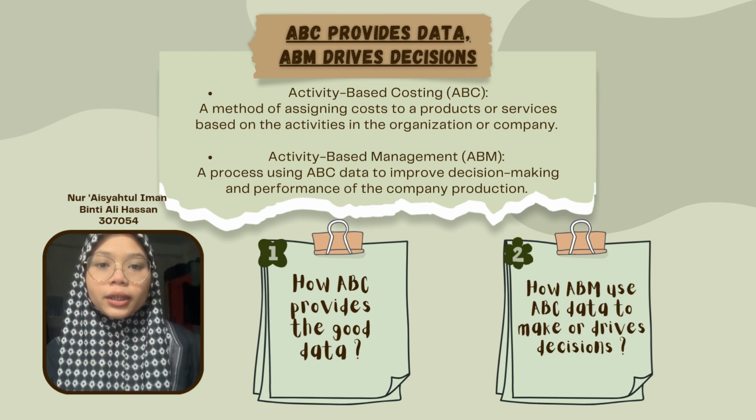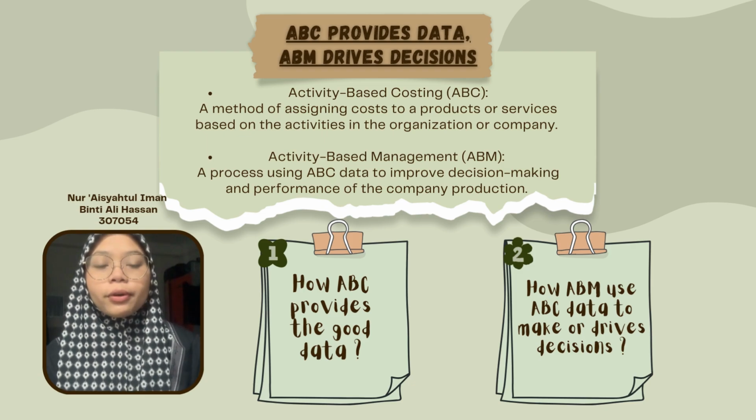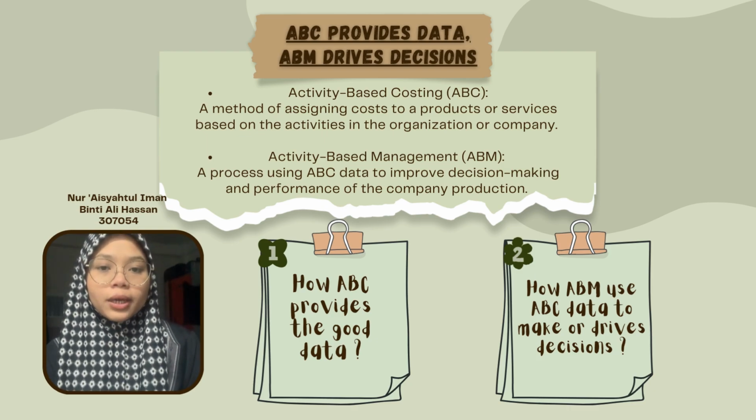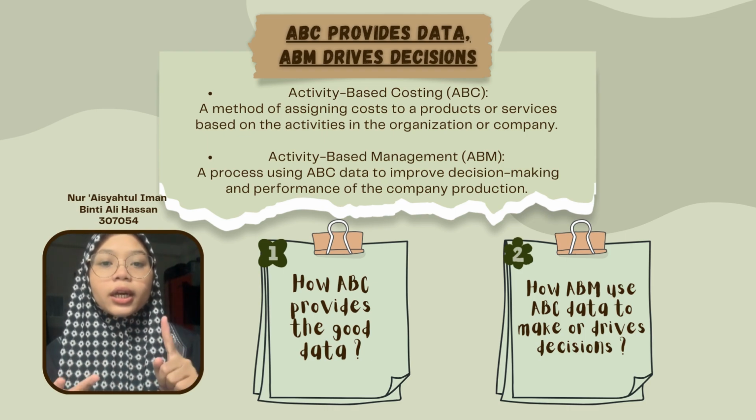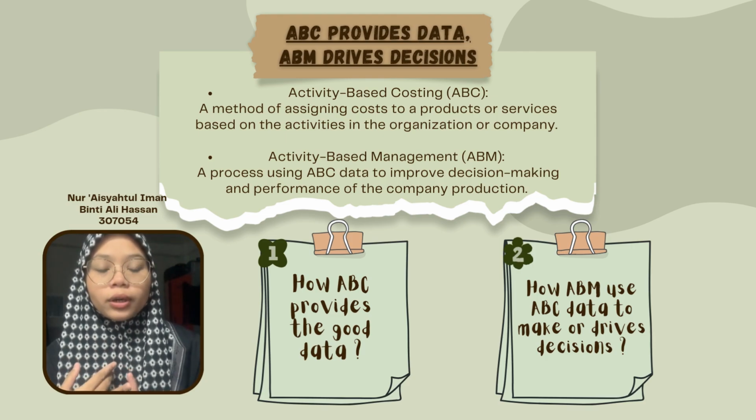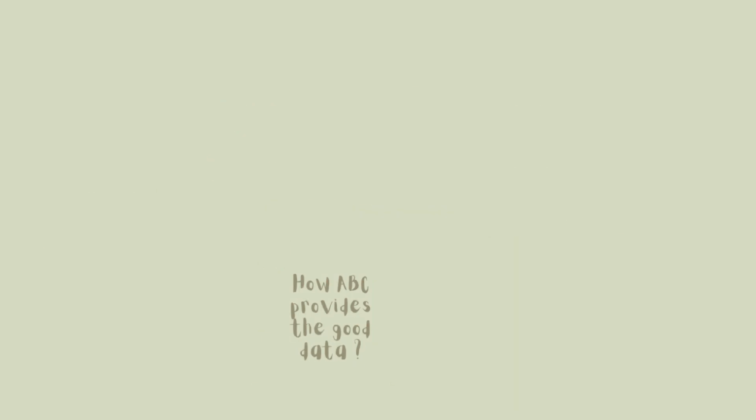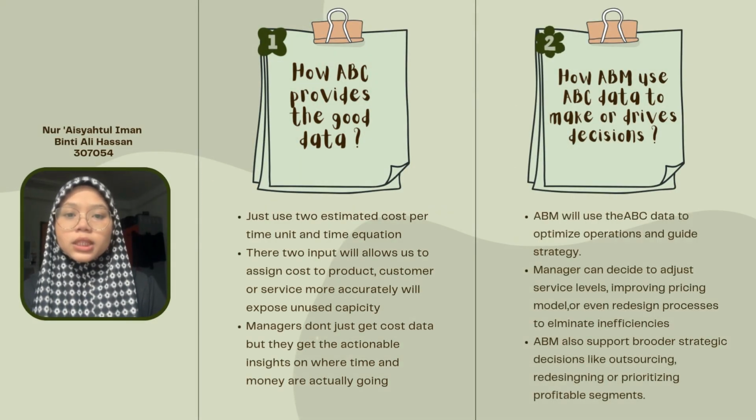ABC is a costing method that assigns costs more accurately based on many aspects. It gives us the most specific data and information about the product, service, and customer. ABM takes place at the next step, where it takes the ABC data to make decisions for production and the company. For example, ABM can improve efficiency, reduce costs, and increase customer value, and many more, just using the ABC data provided. Just now, I said that ABC will provide the data and ABM will drive the decision, right?